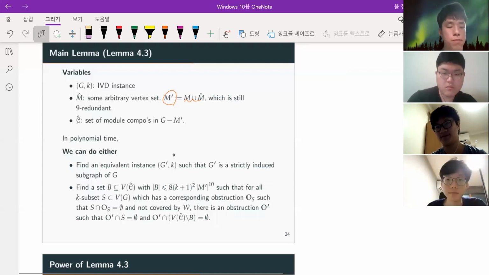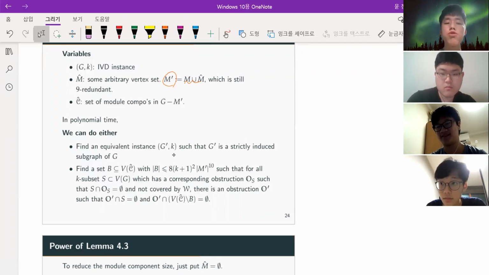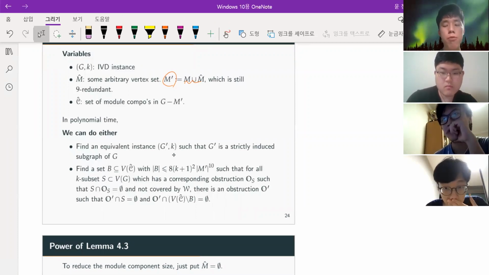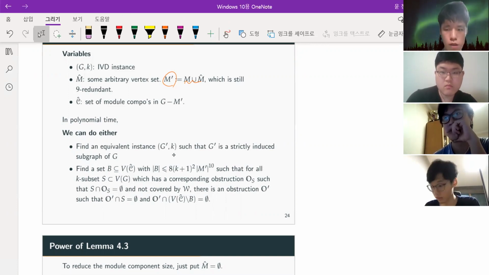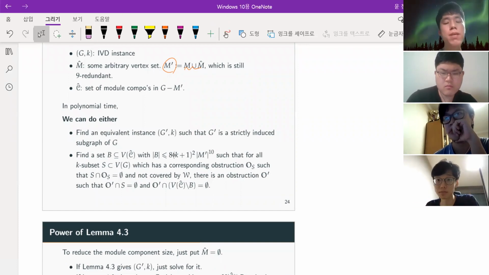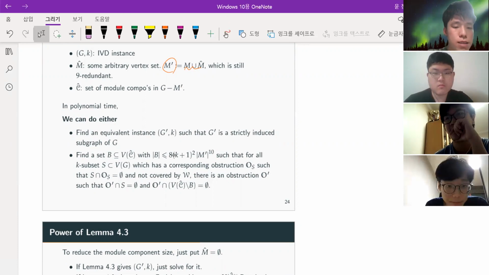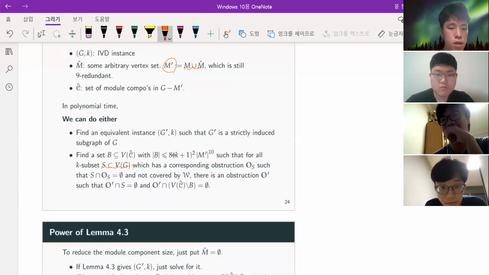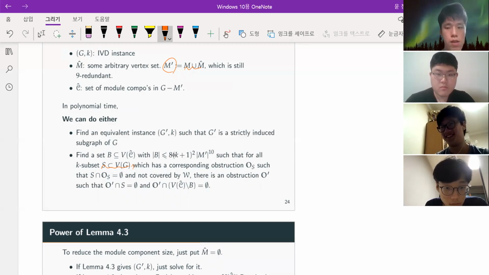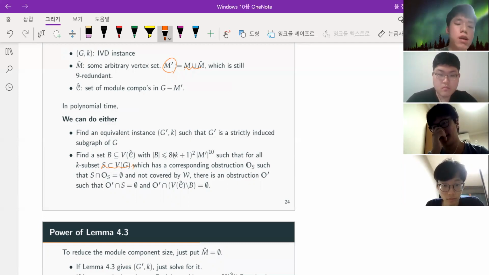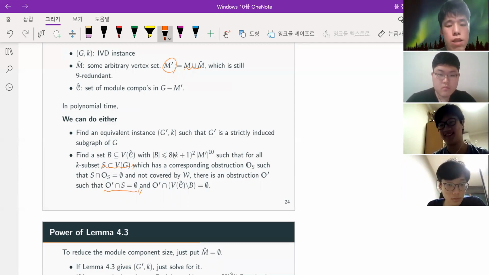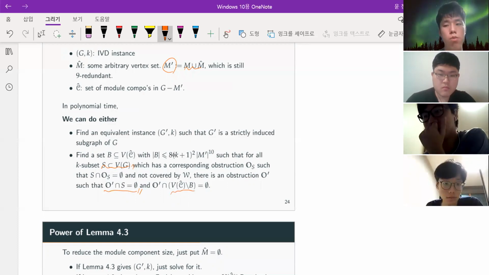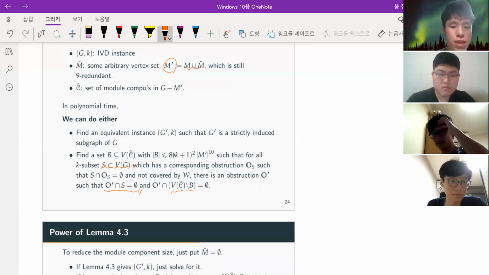So in polynomial time, we can either find an equivalent instance G prime, k, which is strictly induced. In other words, G prime is a strictly induced subgraph of G. Or find a small set B such that for all k subsets S which have a corresponding non-covered obstruction O_S disjoint from S, there is an obstruction O prime that does not intersect with S and does not intersect with the vertices of C without B. Quite complicated. At least we know that the size of B is of order k^102.